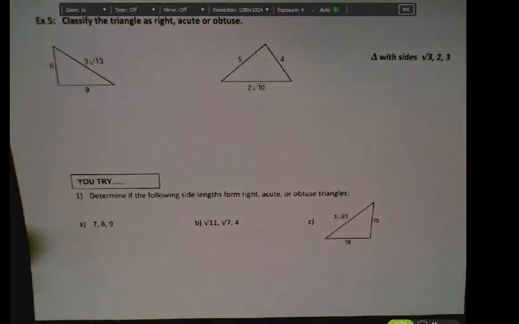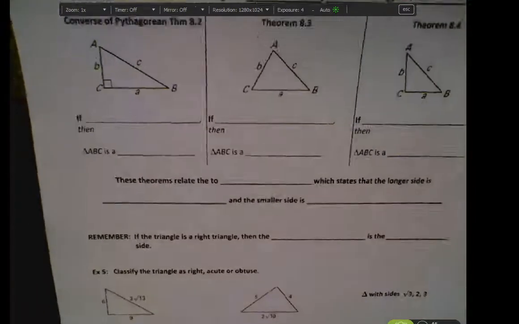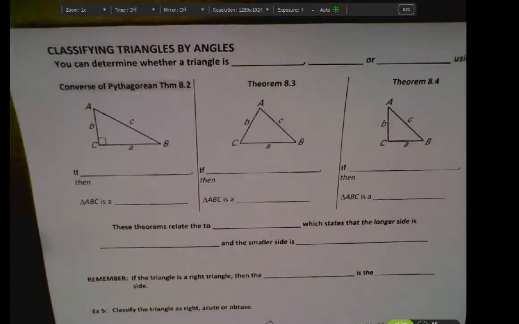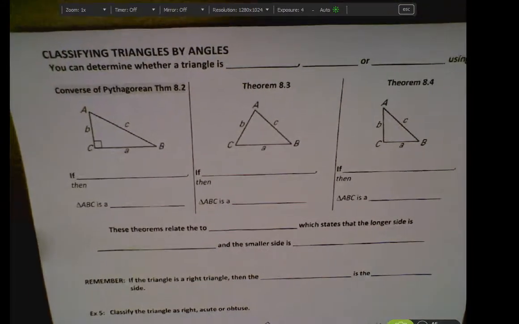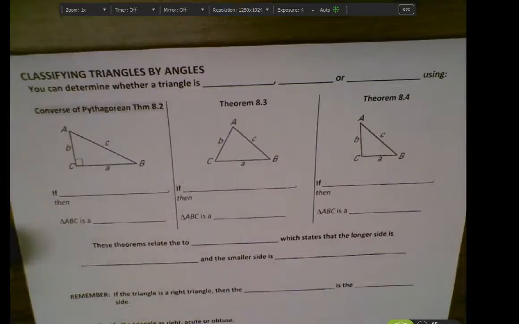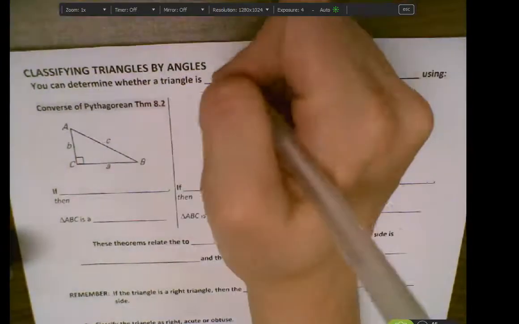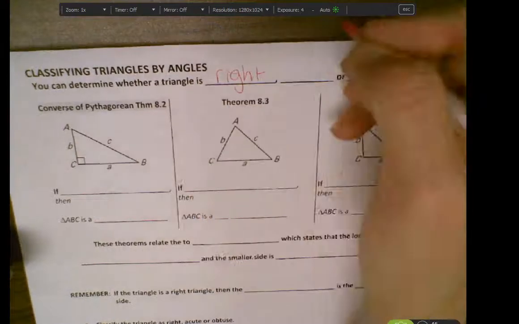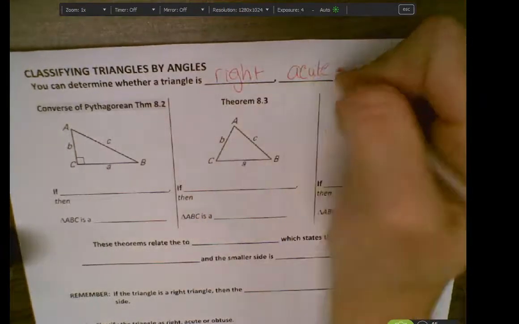Alrighty, last of the information. This may be new to some of us. We are dealing with classifying triangles. These are using the converse of the Pythagorean theorem. We are given some information about the triangle, and then we determine if it's a right triangle or not. Using this process, we can also find out whether a triangle is acute or obtuse as well.